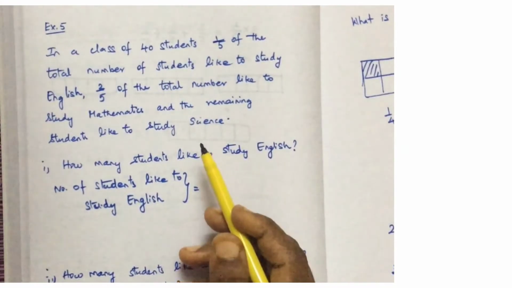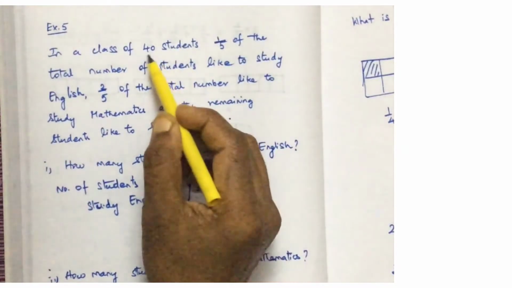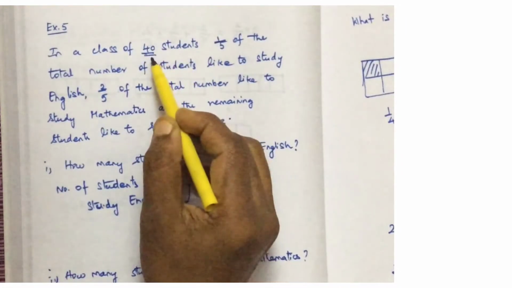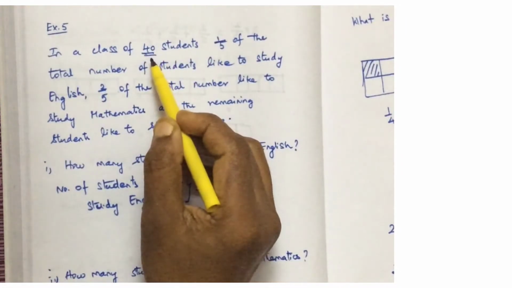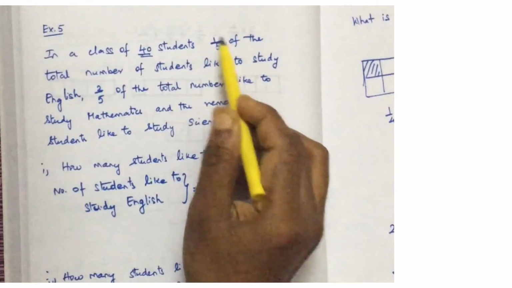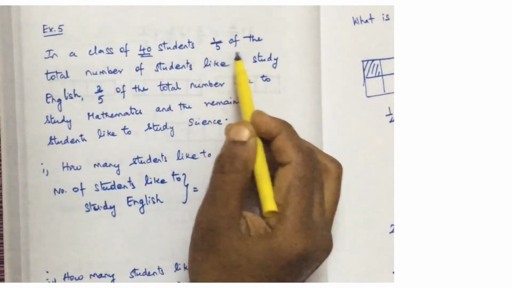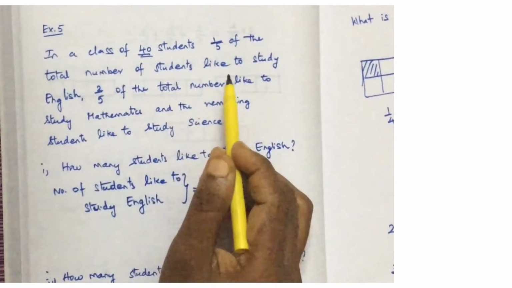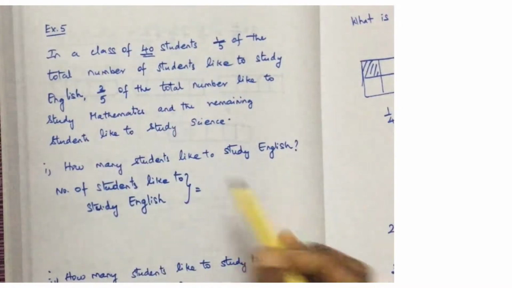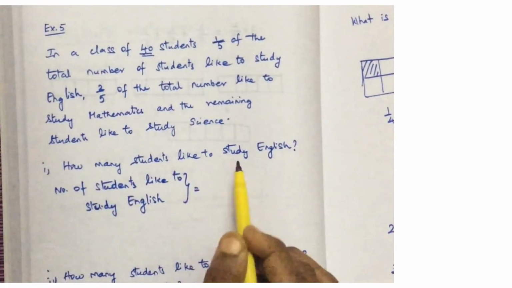In a class, totally there are 40 students. 40 students is the total class strength. Out of that, 1 by 5, this is a fraction, 1 by 5 of the total number of students like to study English. And the question is, how many students like to study English?